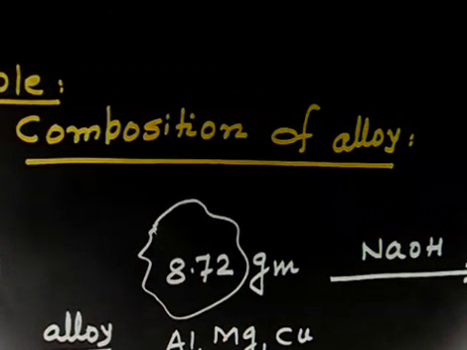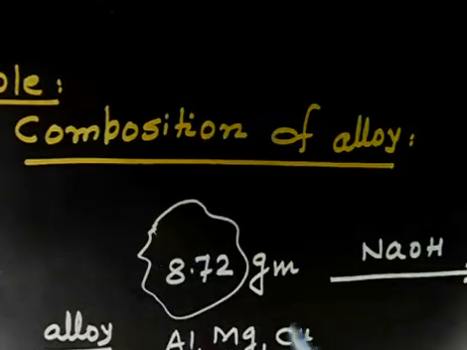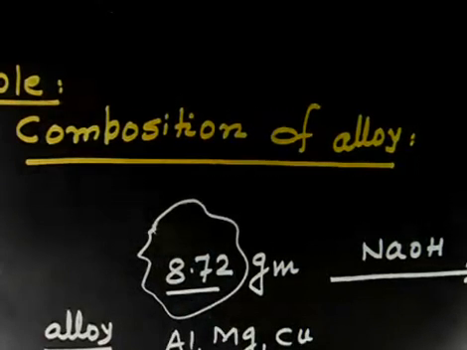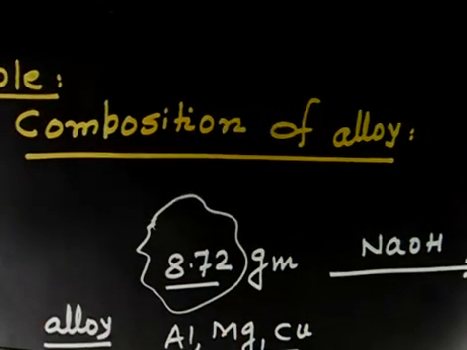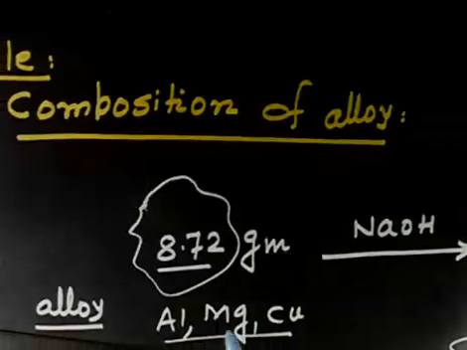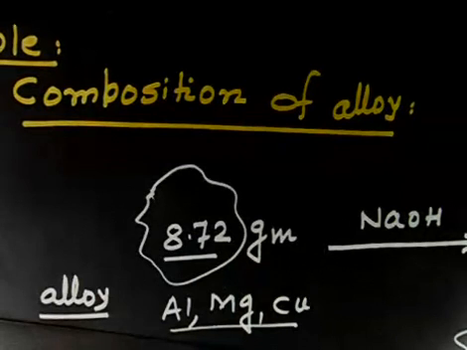Now this problem says I have a sample of alloy and the weight of the alloy is 8.72 gram. So the initial weight of alloy is 8.72 gram. The question also says this alloy contains three metals: aluminium, magnesium and copper. My target is to find the percentage of aluminium, magnesium and copper in this given alloy.